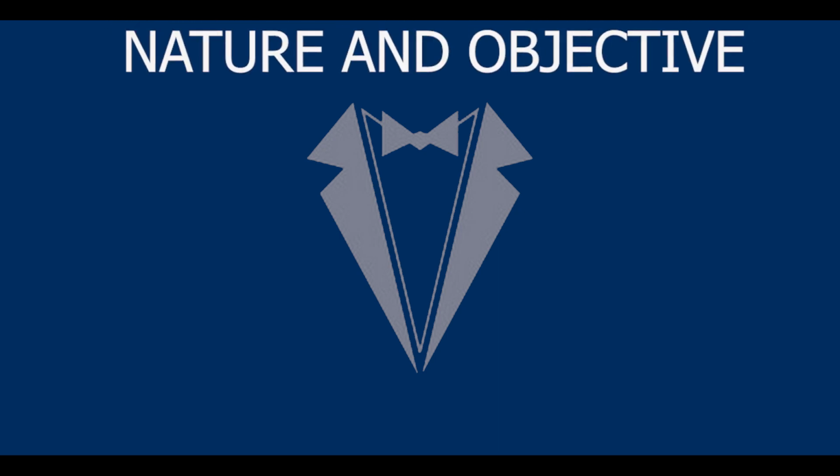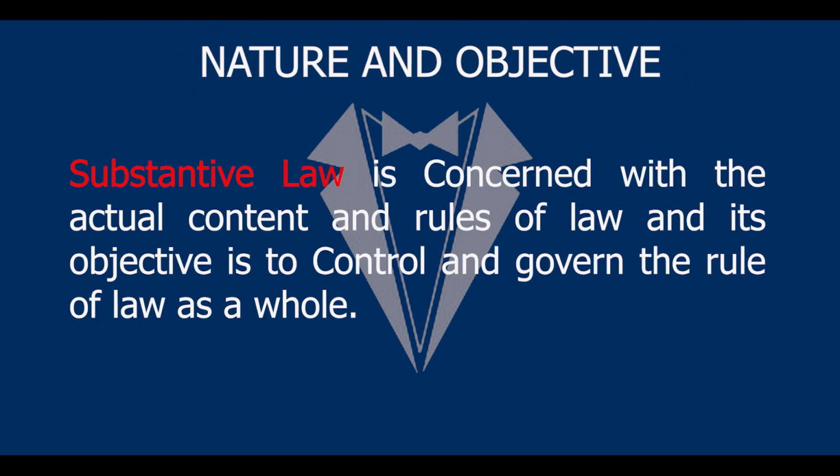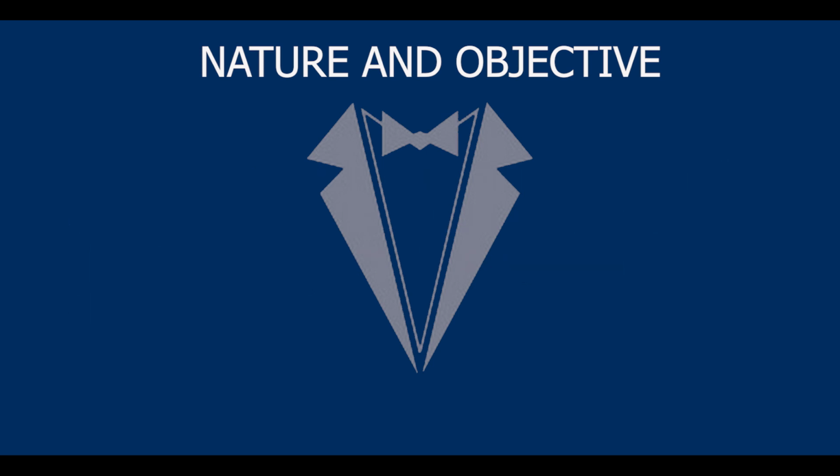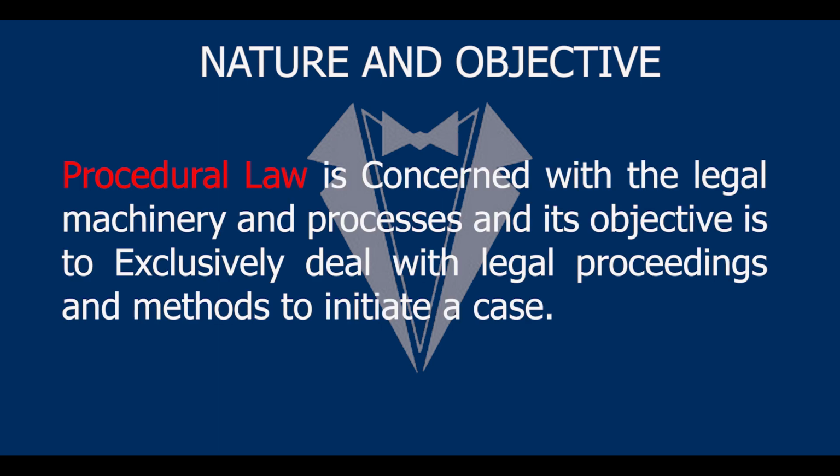Now, let's delve into the nature and overarching objectives of these legal components. Nature of the substantive law. It is concerned with the actual content and rules of law, and its objective is to control and govern the rule of law as a whole. Procedural law. It is concerned with the legal machinery and process. It exclusively deals with legal proceedings and methods to initiate a case.